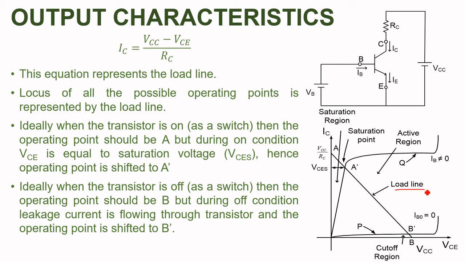Ideally, when the transistor is on as a switch, then our operating point according to this load line would be A. But during the on condition, some voltage drop occurs across the transistor, which is equal to the saturation voltage. Because of that saturation voltage, the operating point is shifted from A to A dash.